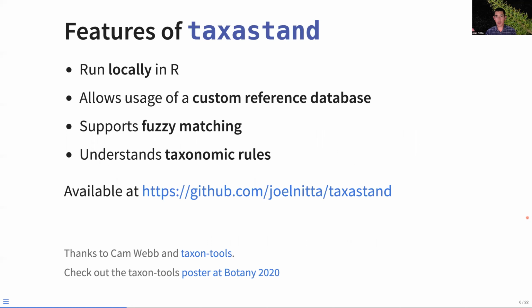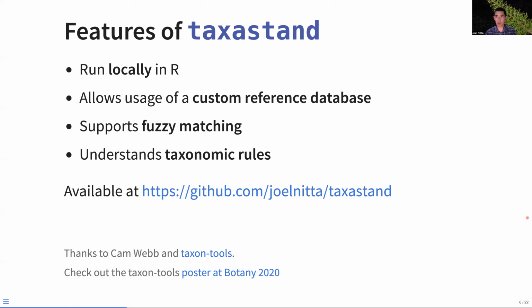So I've tried to overcome some of these problems in my R package, taxastand. Features of taxastand include, first, it is run locally in R, so there's no need to call an online API. It allows usage of a custom reference database, so that means it's highly flexible and can be tailored to a particular project. And when it does the name matching, it can use features like fuzzy matching, so that can account for slight variations in spelling, as well as matching that accounts for taxonomic rules. And I'll explain what I mean by that more in some later slides.